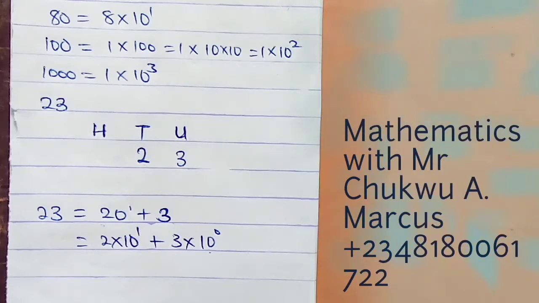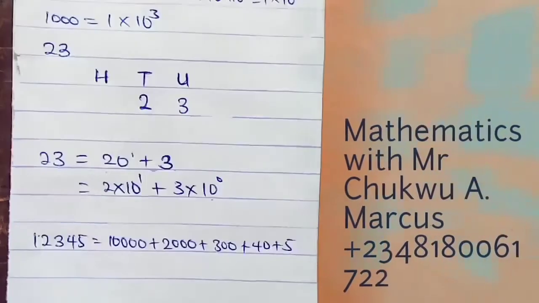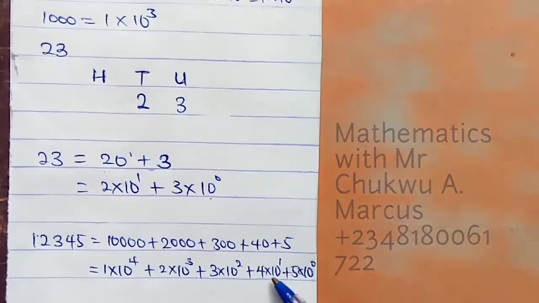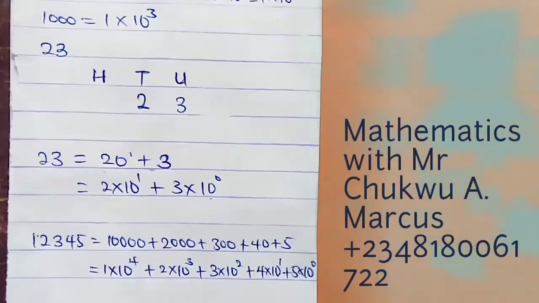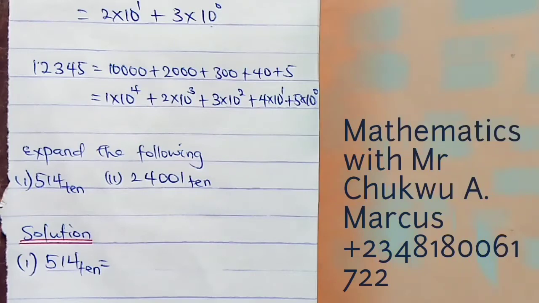Let's do one more value, like 12,345. If we are obeying what we did before, we can have this value represented like this. This is expansion in base 10. The reason why we say it's in base 10 is because we use 10 throughout. Let's do another example.